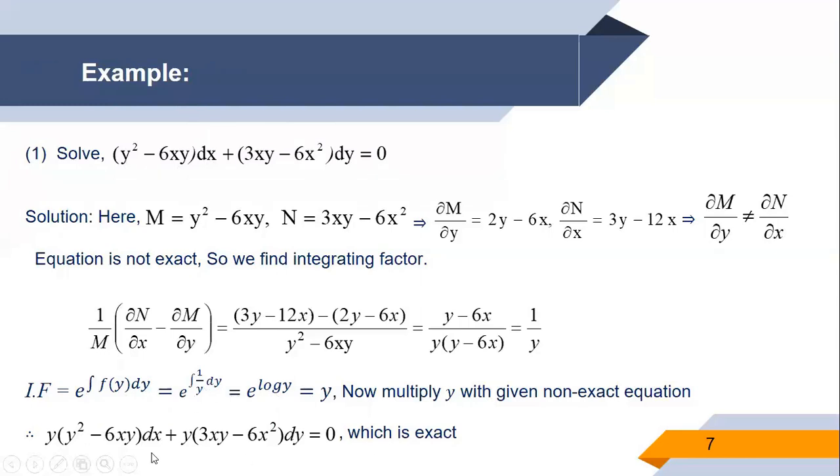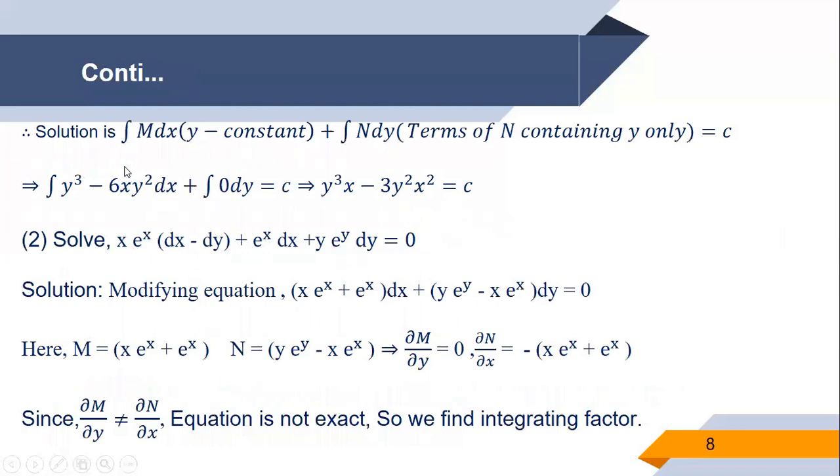Also we check this term is M, this term is N, then we find the necessary and sufficient condition ∂M/∂y and ∂N/∂x, and both are equal obviously. So this equation is an exact equation. Now the equation is exact, then we know the solution form: ∫M dx where y is constant, plus ∫ of the terms of N containing y only, is equal to c.